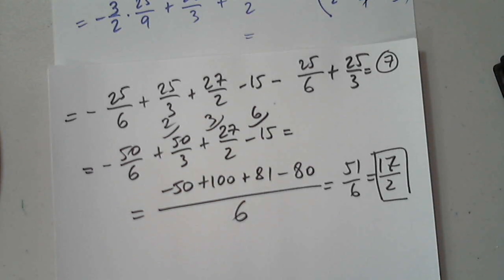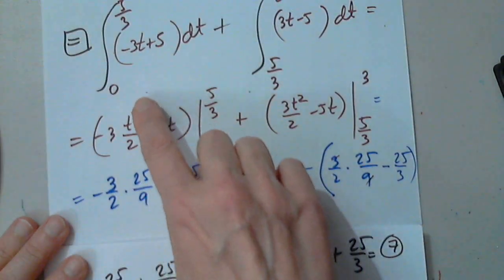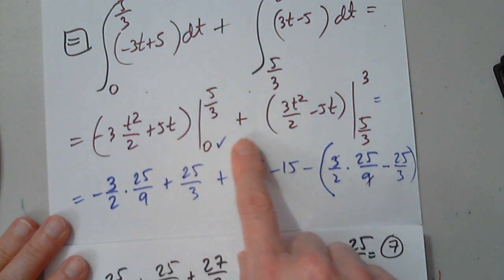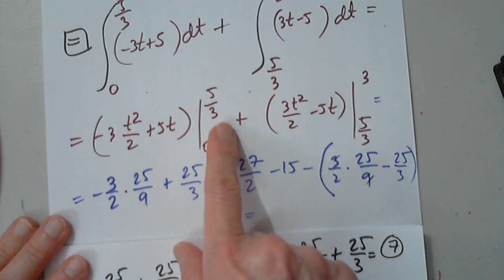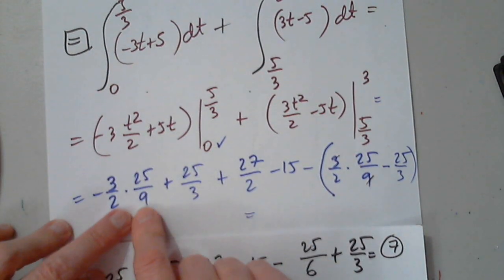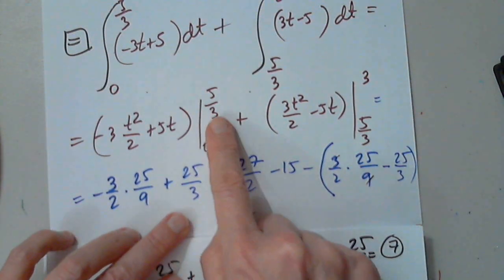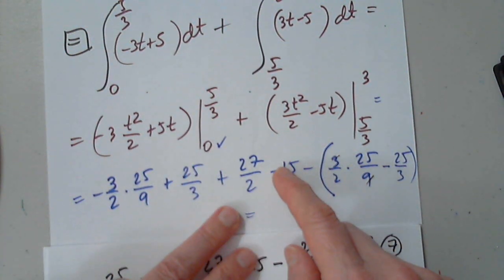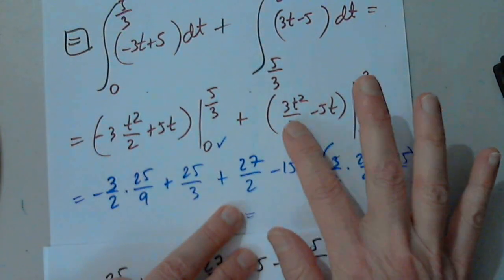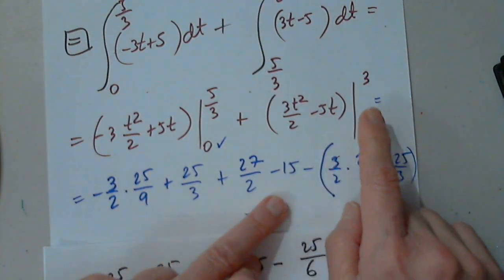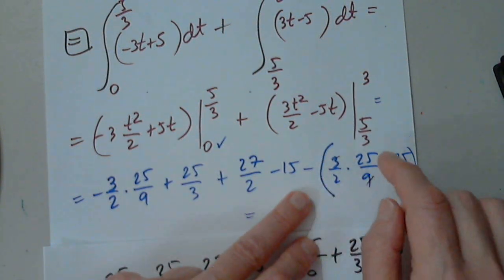I didn't. Okay, so I'm checking now. 0 to 5/3, I entered this correctly. 5/3 to 3. Okay, so then I'm assuming the calculator is correct, so I have to go back and check my numbers. So that was okay. This is okay. I plugged in 5/3. Negative 3/2, 5/3 squared, 25 over 9, and then 25 over 3. That's correct. With 0, it's gone. With 3, 27. If you find my mistake, please tell me right away.